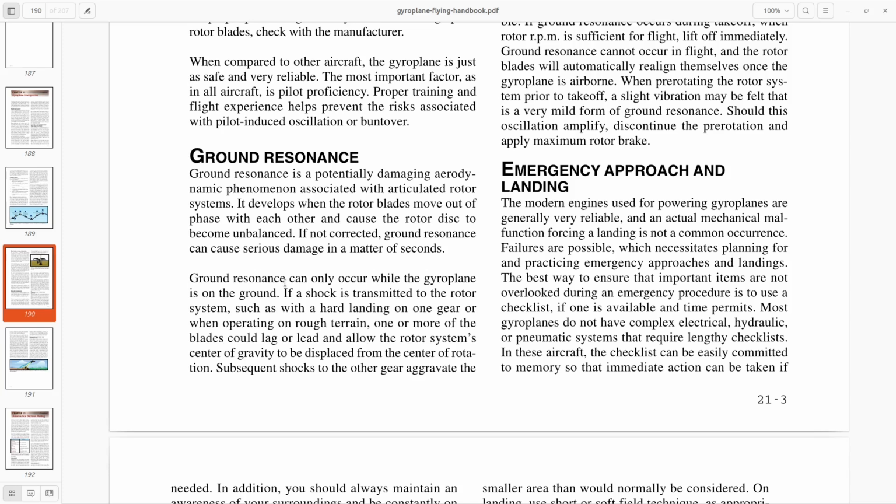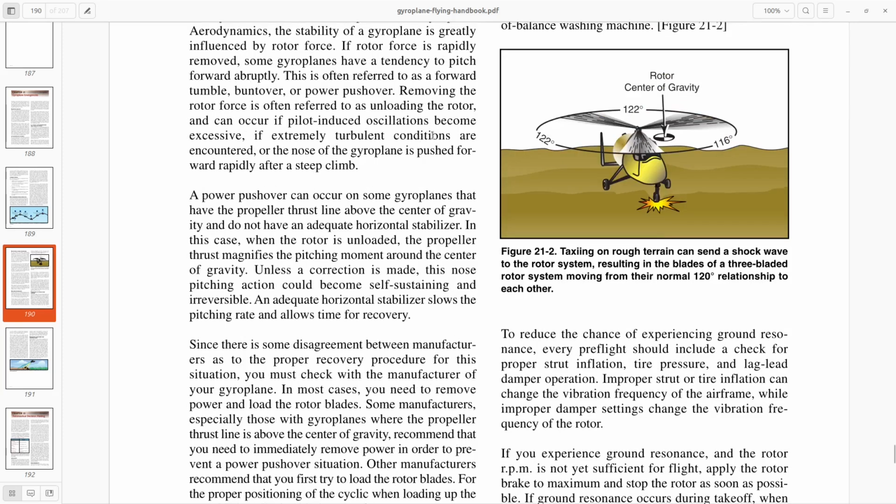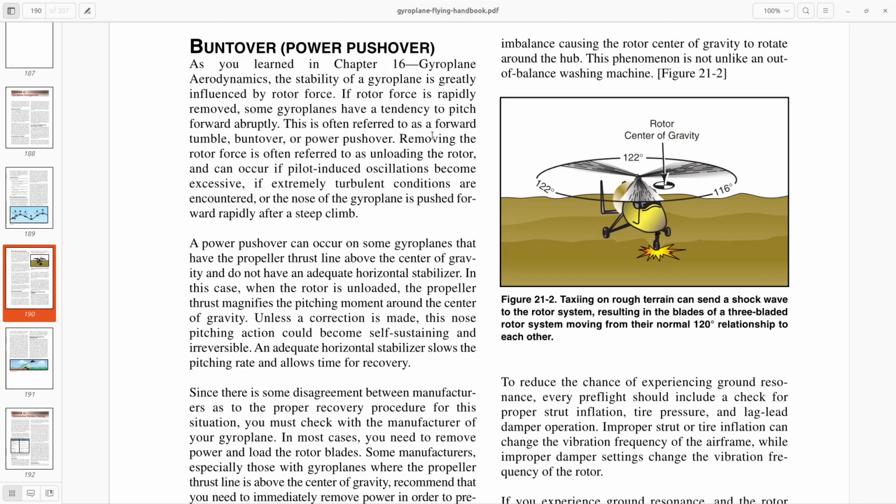In fact, as we said before, if you are trying to fly under the light sport rules in the US, you have to have a two-bladed semi-rigid rotor system because anything else becomes not a light sport. So here's what happens. This is something you probably should know about, and who knows? You might even have a question about it on your knowledge test.